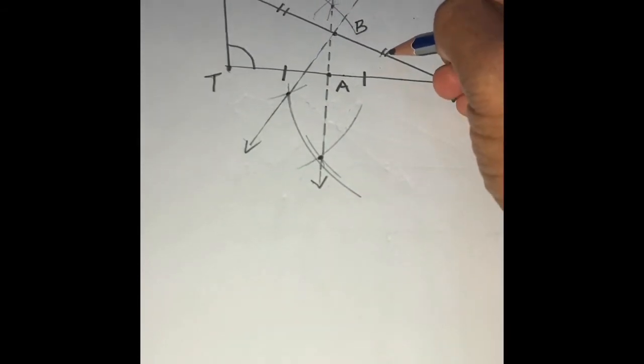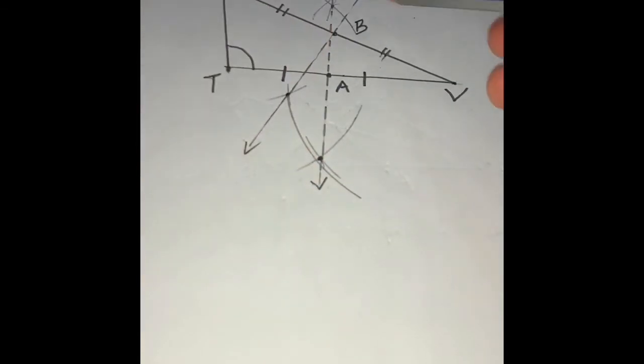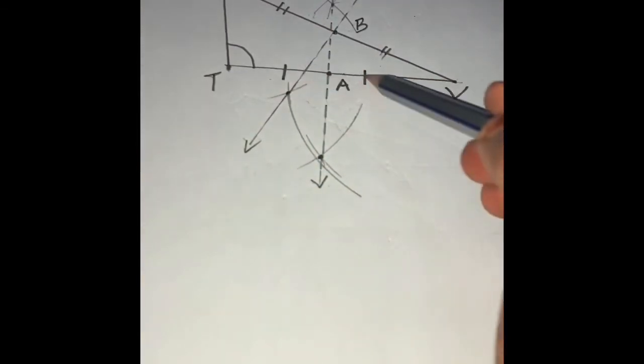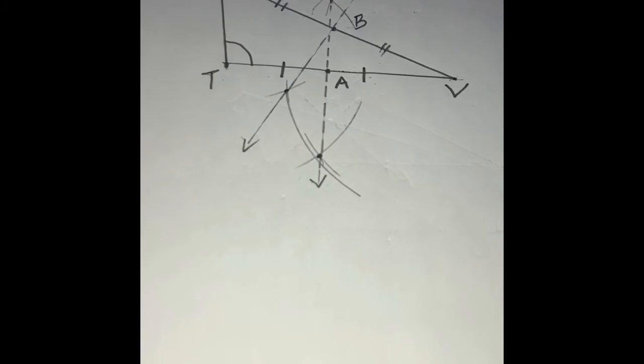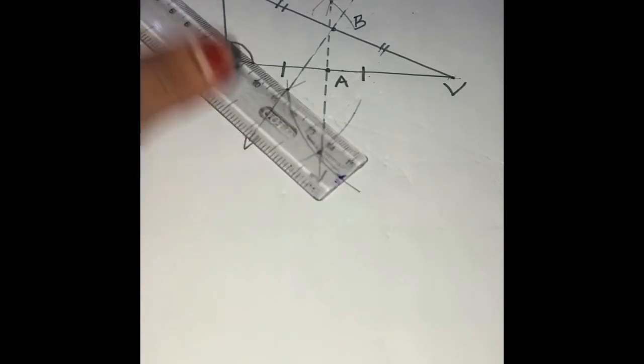This symbol shows that SB is congruent to BV, and this one ditto mark shows that segment TA is congruent to segment BV. That is their midpoint. Now midpoint तो मुझे दो segment का मिला. अब मैं क्या कर रही हूँ, midpoint median, अभी median बनाना.